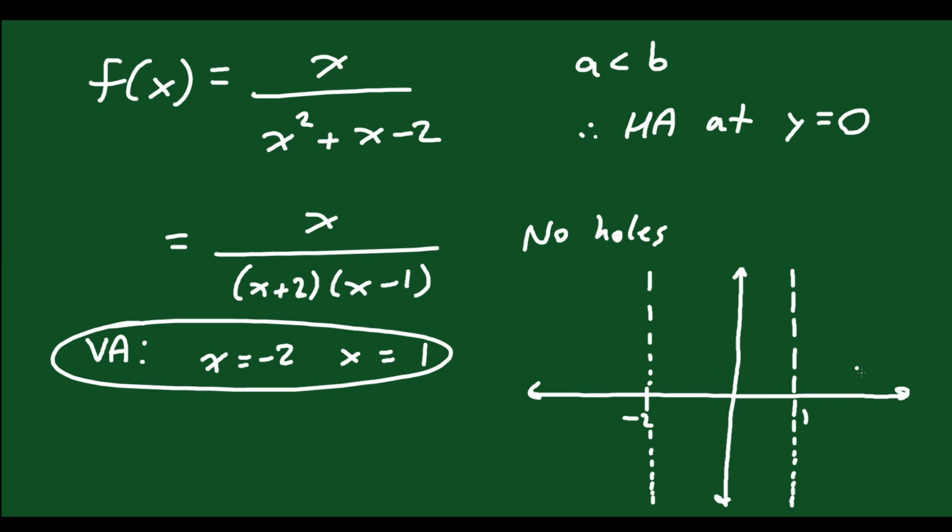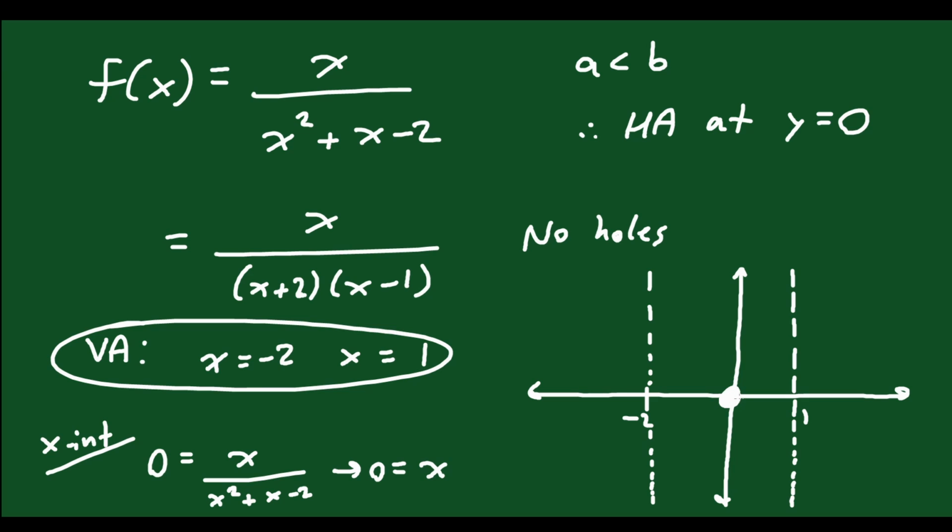Well, do we have any x-intercepts? Like if I set y to 0, is it possible to solve for x? I think it is, right? 0 equals x divided by x squared plus x minus 2. You could use this version of it too, doesn't matter. But basically you multiply both sides by this denominator to get rid of it, and you're just going to be left with 0 equals x. So there is an x-intercept here at 0, right?